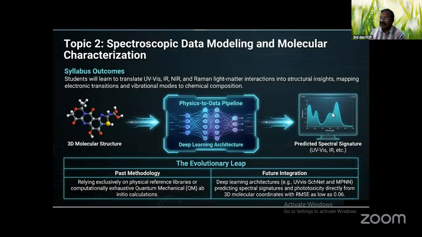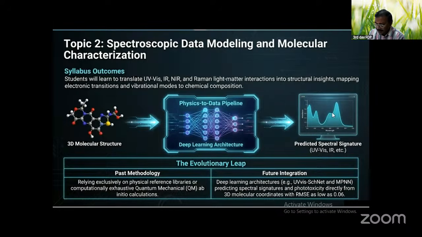In the coming days, the science is using deep learning architectures, which are called UV visible scanner and MPNN, predicting the spectral signatures and phototoxicity directly from 3D molecular coordinates, with RMSE values as low as 0.06. What is the meaning of UV visible scanner? The UV visible scanner is nothing but a deep learning model predicting the absorbance of molecules. That means we are able to predict the UV visible spectra.